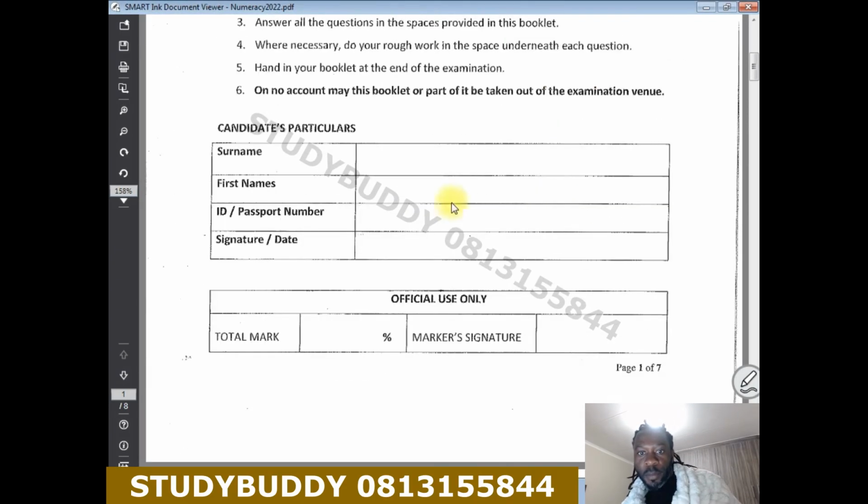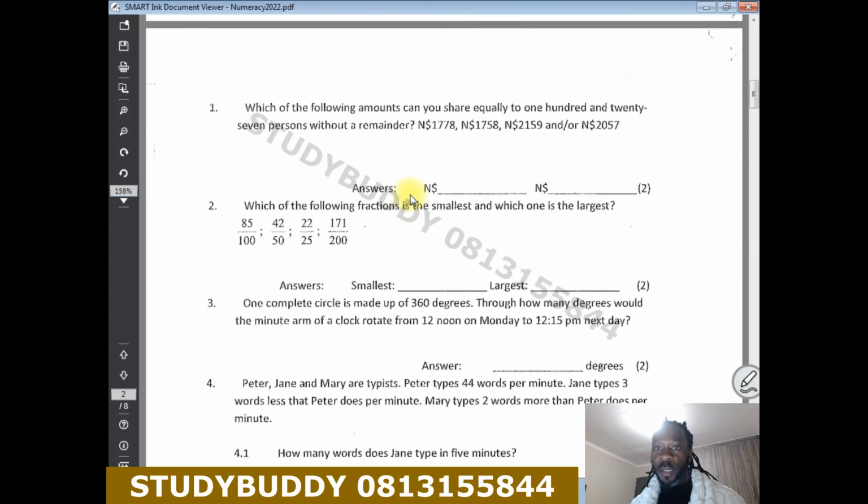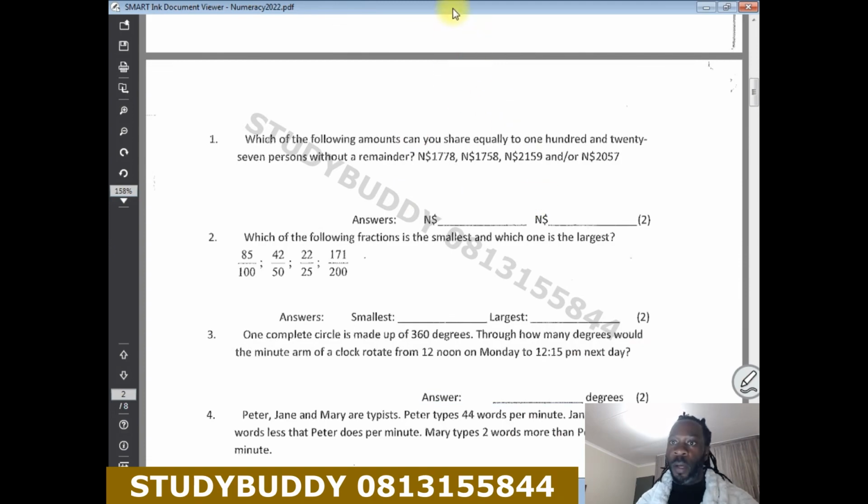So let's start. Don't forget to write your surname, first names, ID or passport, and signature, so we know the marks are given to you. So let's go to number one.